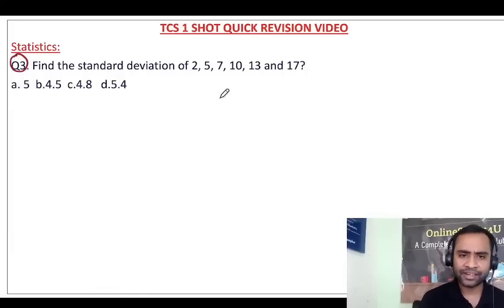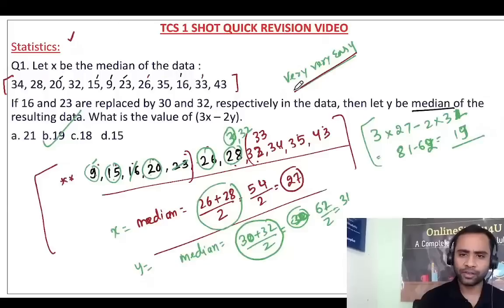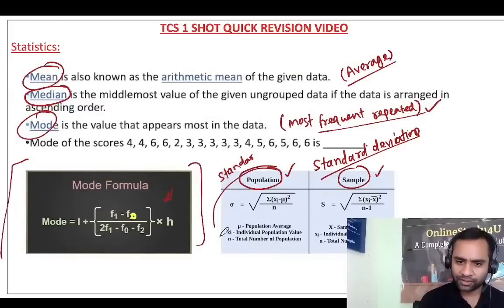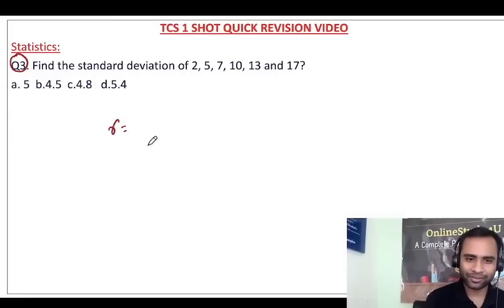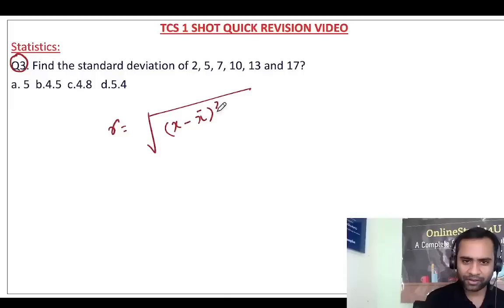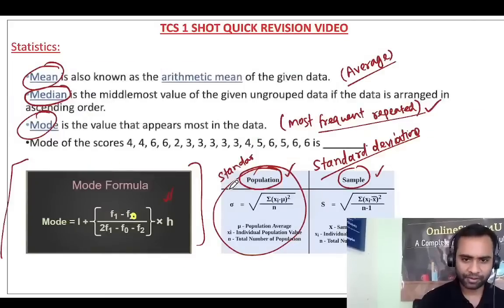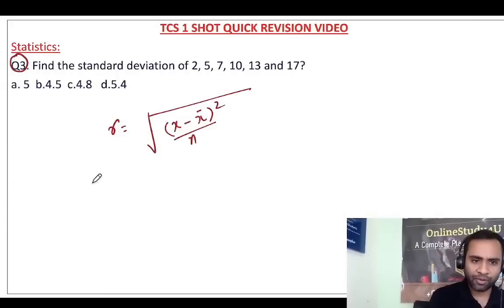Find the standard deviation of 2, 5, 7, 10, 13, and 17. So we'll check the formula, man. The standard deviation is equal to the square root of the sum of (x minus x bar) square divided by n. Okay, fine, so this is our formula. Now x is 2, 5, 7, 10, 13, and 17.